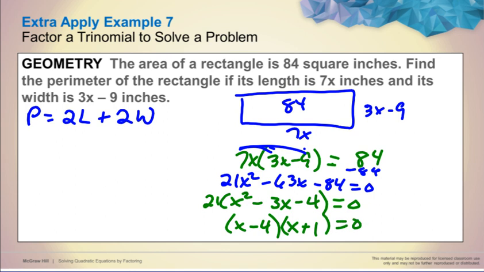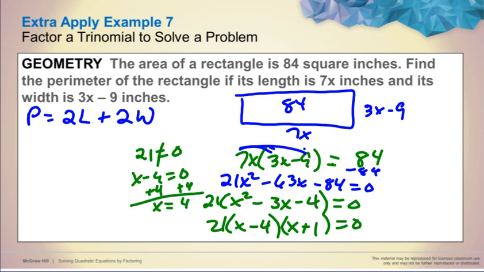So if I make everything equal to 0, so I make 21 equaling 0, that can never happen. x minus 4 equaling 0. Add 4 to both sides. x can equal a positive 4. And if I did x plus 1 equaling 0, subtract 1 on both sides, x cannot equal a negative number, so I know it cannot be that one either.